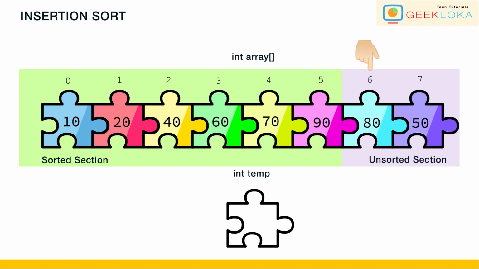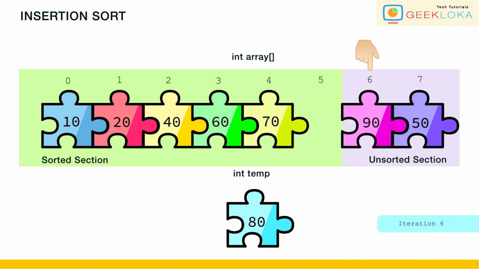Then, we take element 80. We compare it with 90 and find that it should go before 90. So, it's inserted between 70 and 90. Our array updates to 10, 20, 40, 60, 70, 80, 90, and 50.